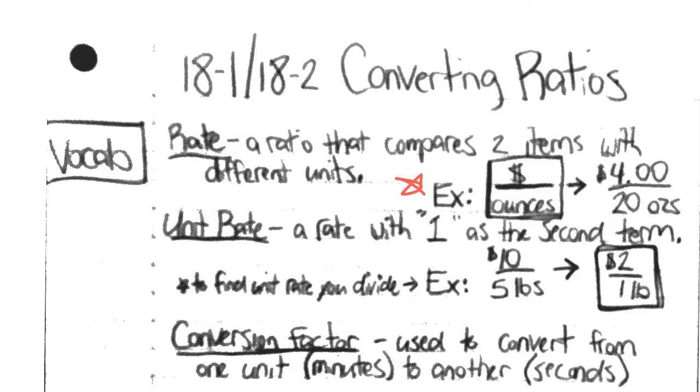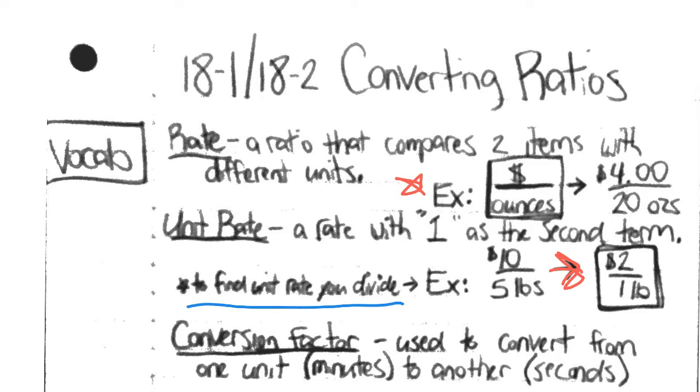So right here I put to find the unit rate you have to divide. If, for example, it was $10 for 5 pounds of cookies, and we want to know what 1 pound costs, then we have to do 10 divided by 5. So 1 pound then would cost $2. We do that division, top divided by bottom, just like it's a division problem, and that gives us our answer. And we've done that before, and we're going to do that next lesson again.